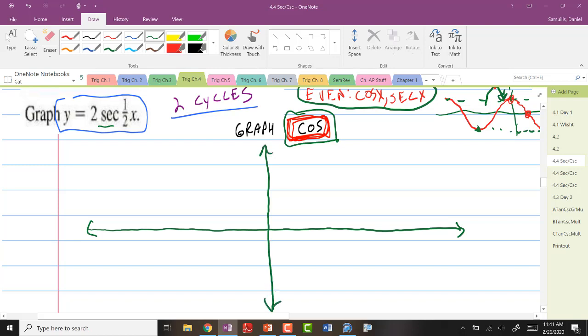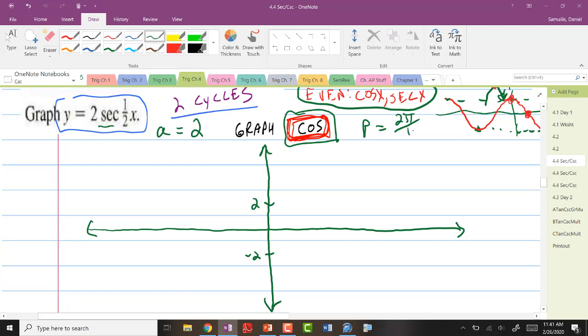If I don't shift cosine right, left, up, or down, it's a really easy graph to graph. And, okay, sorry. What's the amplitude? Wrong! There is no amplitude, remember? Secant and cosecant, there is no amplitude, but we do need to mark 2 on the y-axis. And negative 2. Okay. What's the period? There is a period. Don't get tricked on this. What's the period?